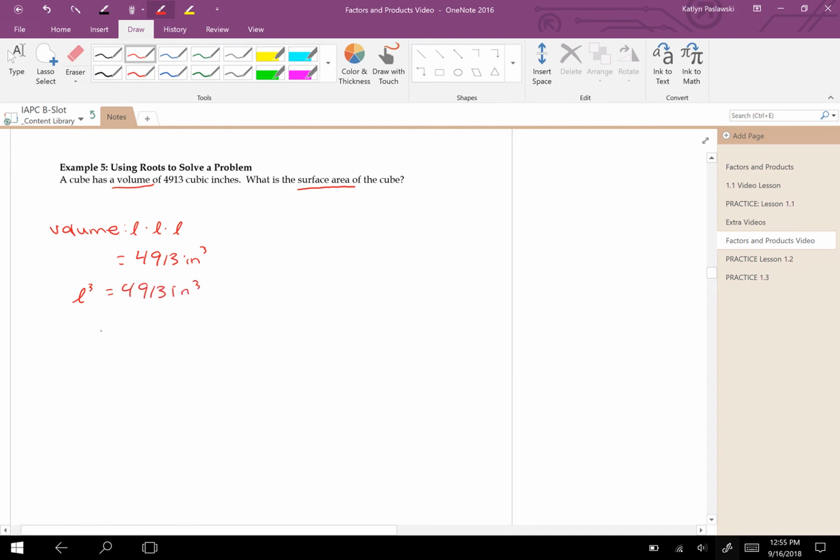So if the length cubed is equal to this value, if we take the cube root, the length of one side would give us 17 inches. And we know that's correct because 17 cubed is equal to 4,913. Now, using this information, we need to find the surface area of the cube. If one length is 17 inches, we can recognize that the side length of a cube is 17 inches.